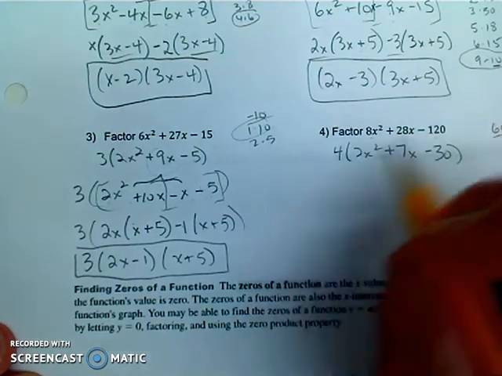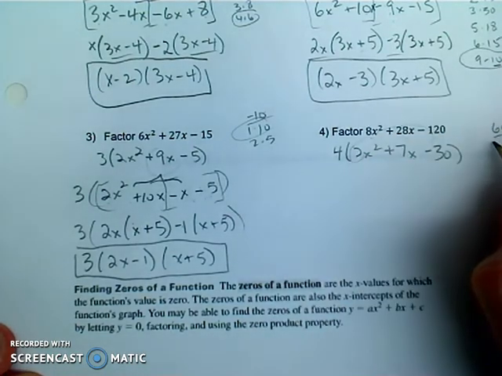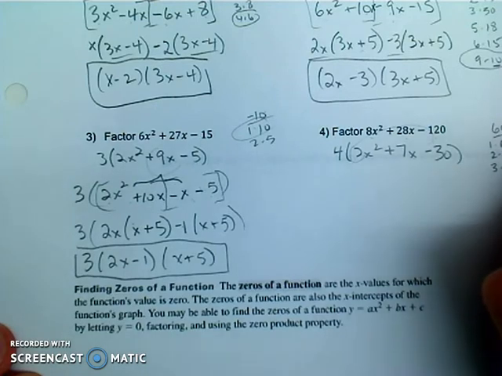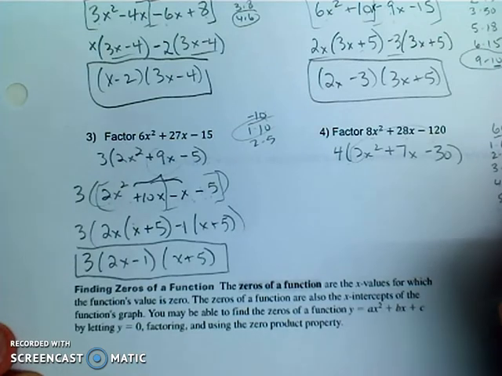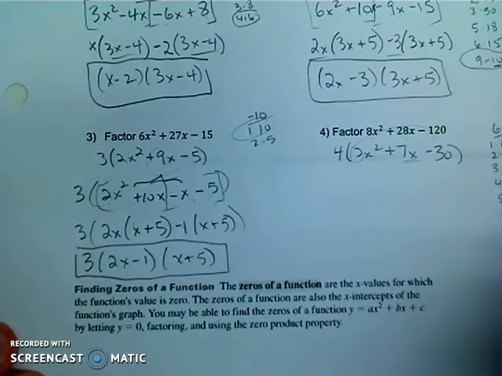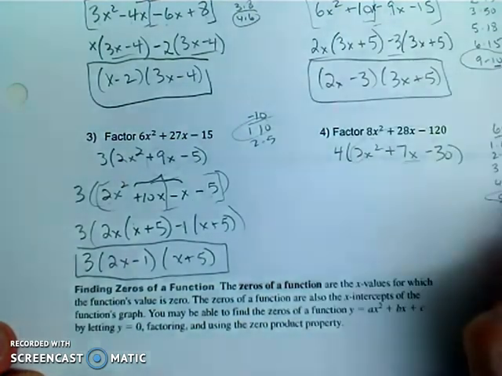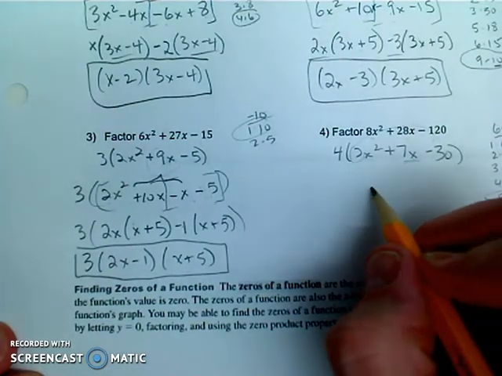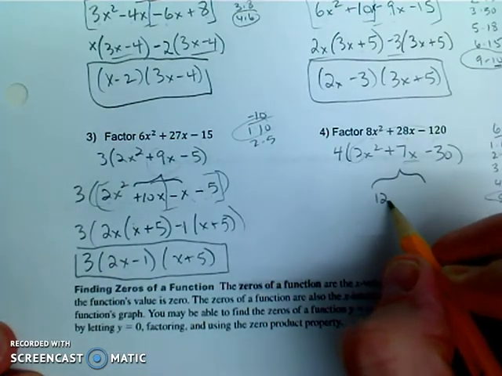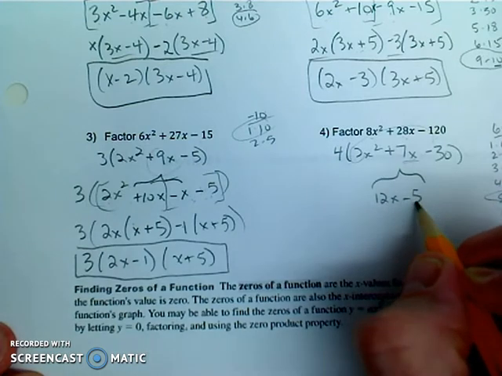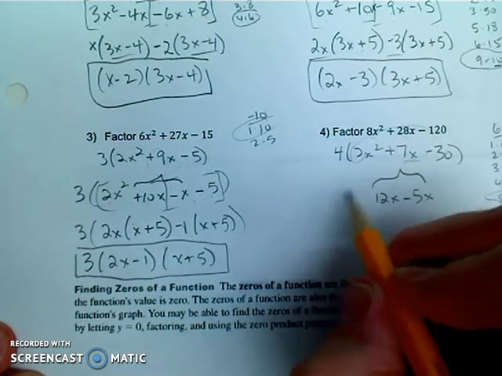So I need factors of 60. 2 times 30. 1 and 60. 2 and 30. 3 and 20. 4 and 15. 5 and 12. 6 and 10. These need to be 7 units apart. So 5 and 12 is going to do it, and 12 is bigger, so 12 gets the positive. 12x minus 5x. I've rewritten 7x as 12x minus 5x.